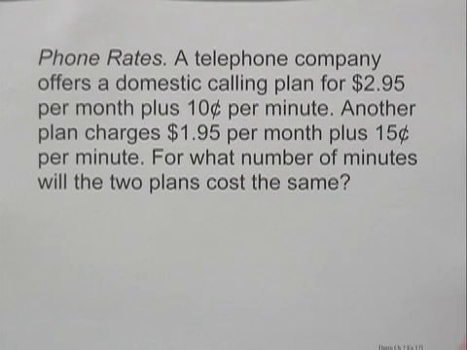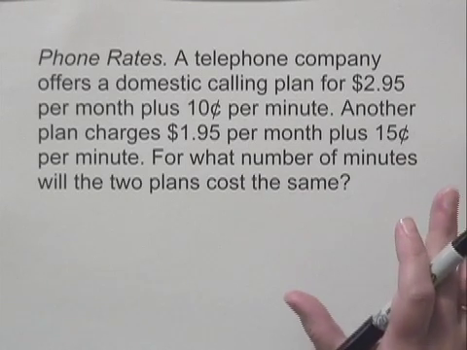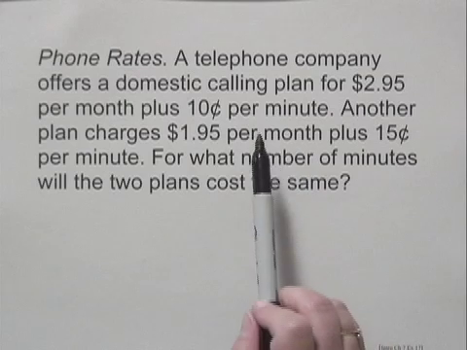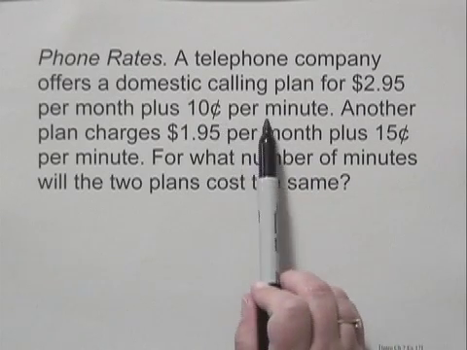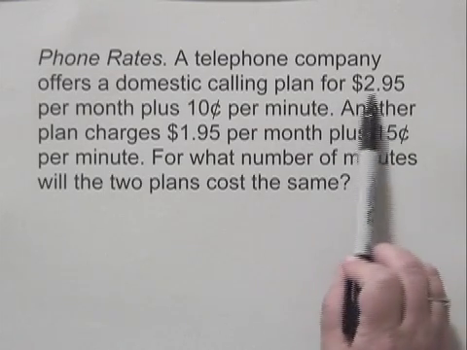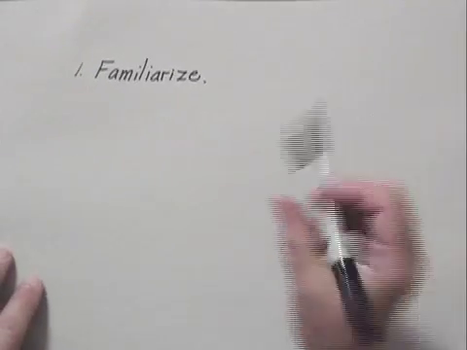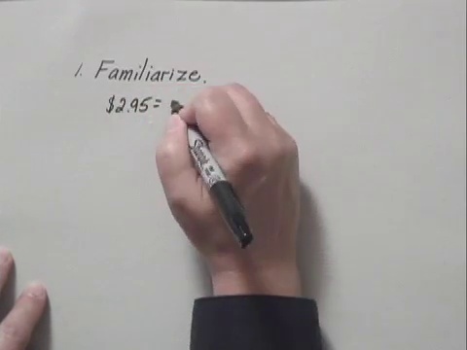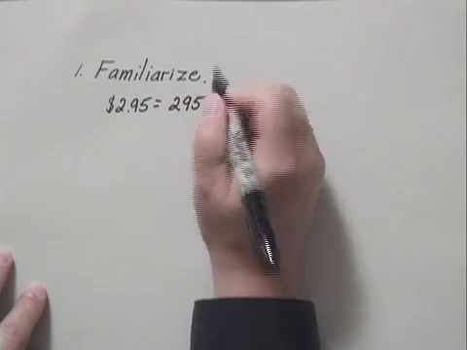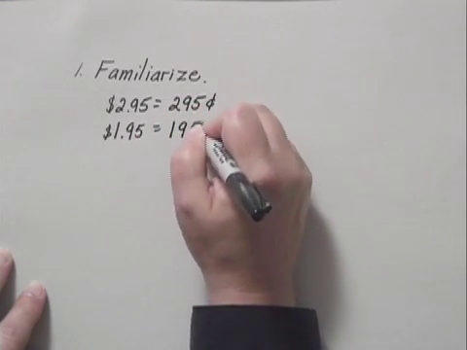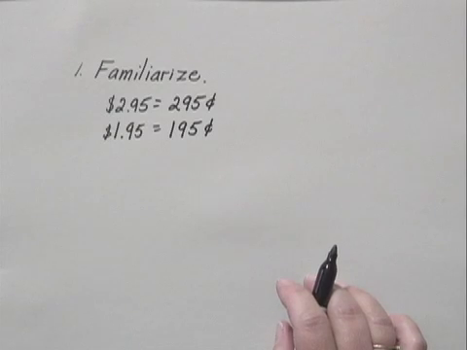Let's familiarize ourselves with the situation. First of all, reading through carefully. One thing to note is that the amount per month is given in dollars and the cost per minute is given in cents. We'll want to work all in cents or all in dollars, and since there are decimal points in dollars, we'll go ahead and convert the dollars to cents. So that tells us that the cost for $2.95 is the same thing as 295 cents. And $1.95 is the same thing as 195 cents, and we're going to work in cents instead of in dollars.